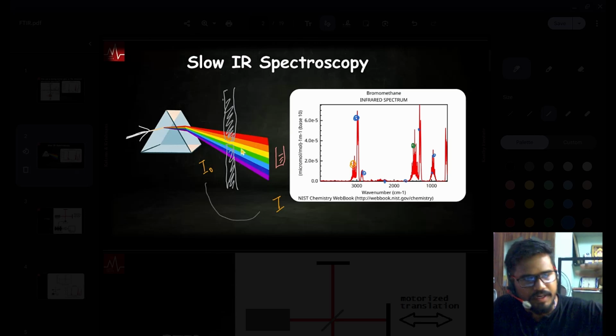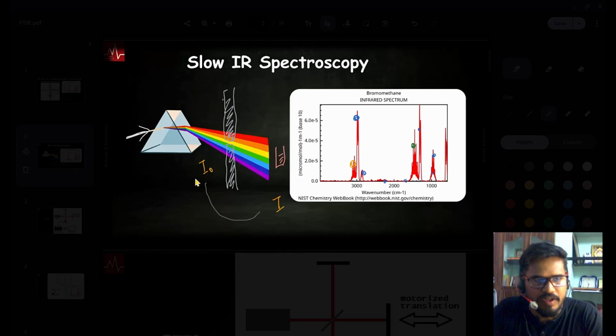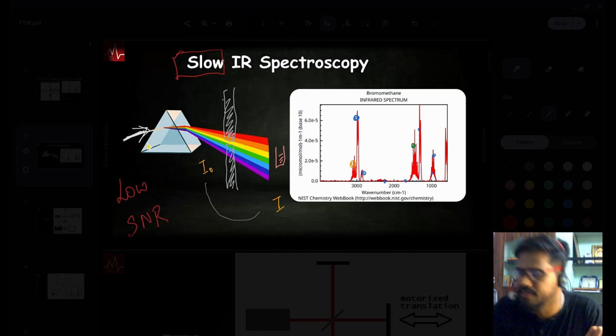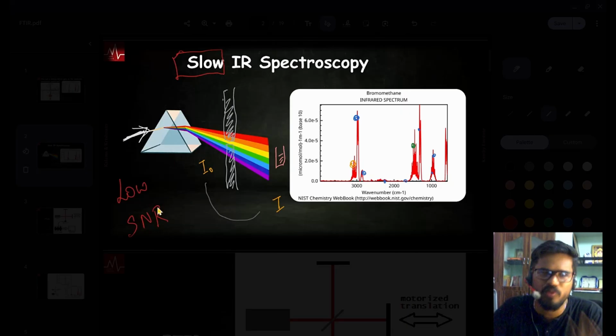You can let light from a specific narrow range pass through, compare the original intensity and the intensity after passing through the sample, and reasonably get the absorption spectrum. But this process is painstakingly slow, and out of the total light available, you are only sending a fraction each time to get a point. So this also suffers from low SNR. You are not making use of all the light that you have. You are sending a very small fraction of it each time. So this is slow, low on SNR, and not good.